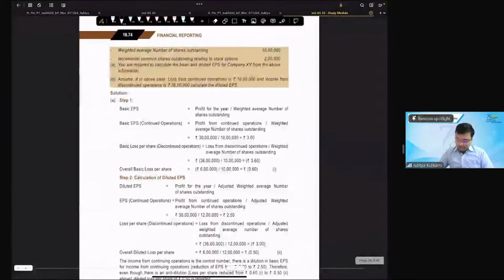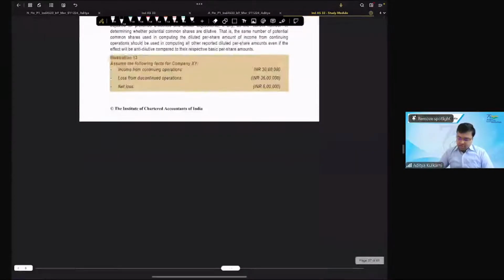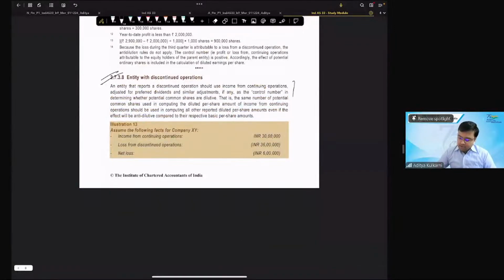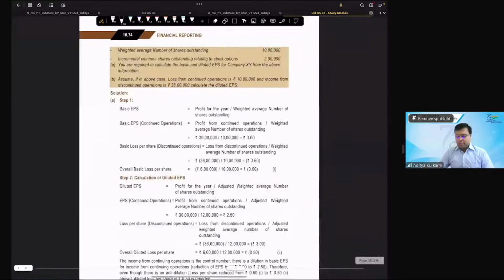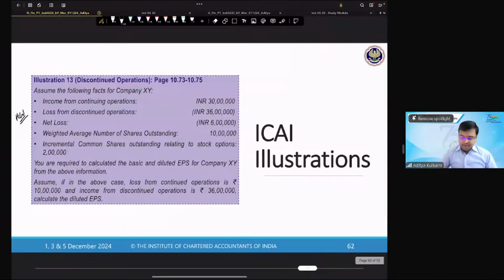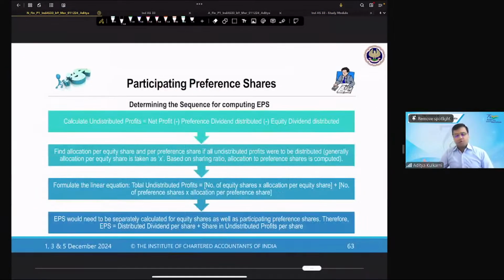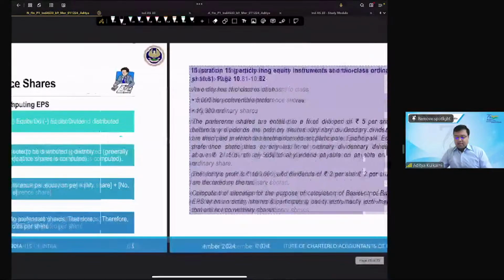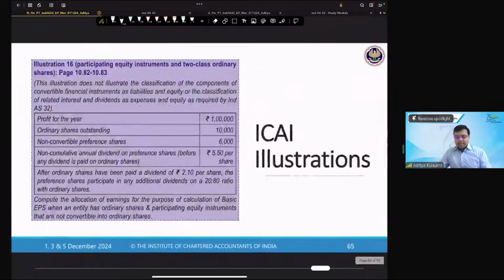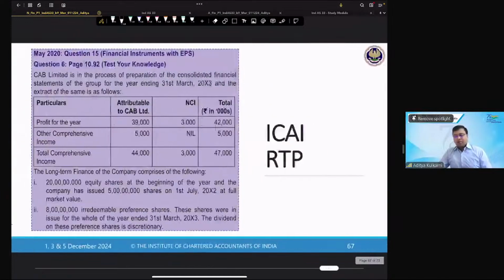Okay. So theory is only this much. बाकी तो ये question है. I think you will be able to understand. So that is why I have left that question to you for homework. Then we have participating preference shares and contingently issuable shares. These are the two broad things which we have to cover in the next class.